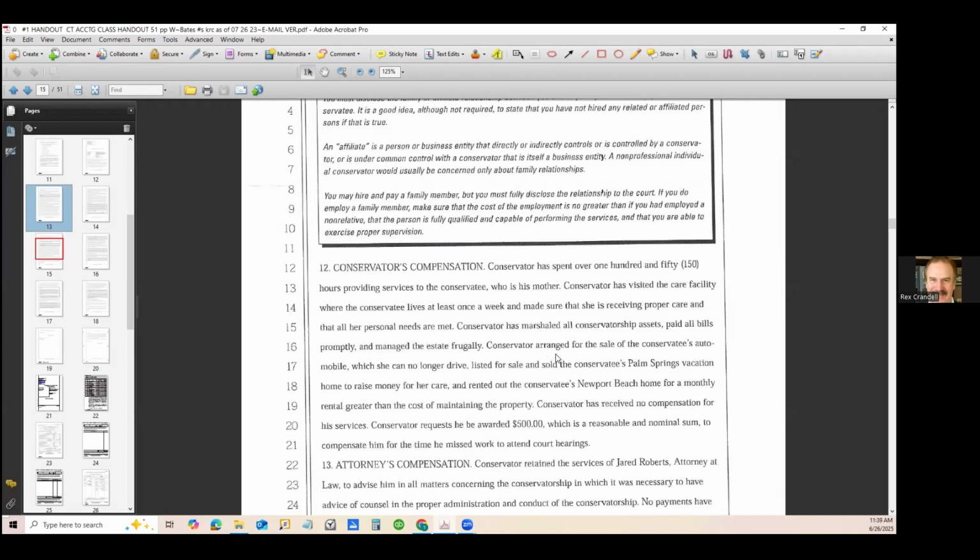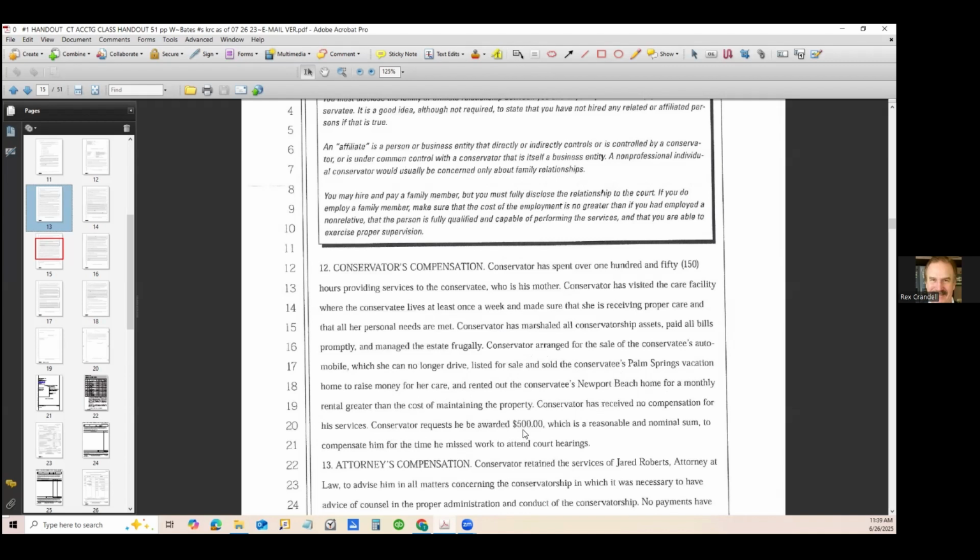Okay, continuing on, they arranged for the sale of the automobile. They arranged for the sale of the vacation home, things of that nature. In this instance, the conservator is only requesting a fee. This is not reimbursement of costs, only a fee of $500.